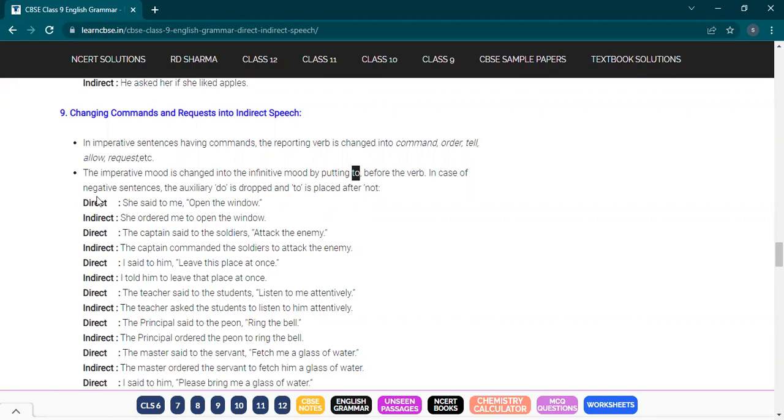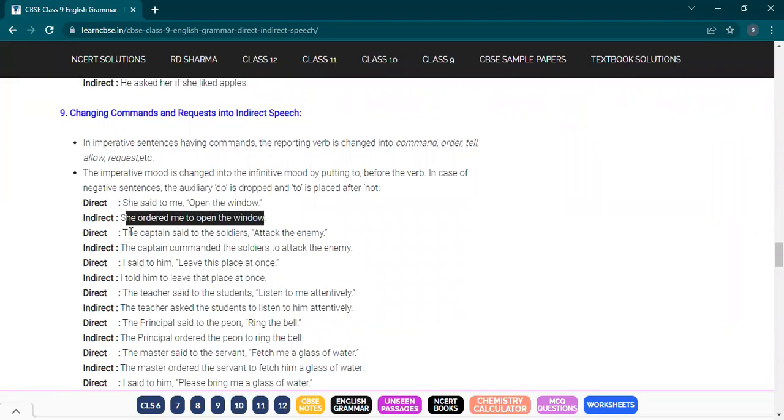Very simple. She said to me, open the window. Fine, so this is an order, na. Then you will be using the word order. She ordered me. Aage aapko kya karna hai? Imperative ko infinitive bana dena hai, "to" add karke. She ordered me to open the window. Full stop.